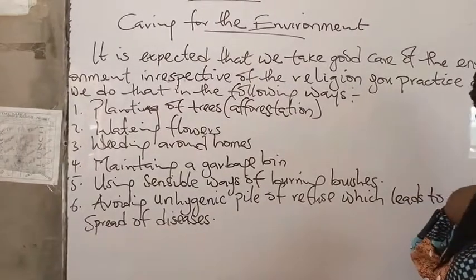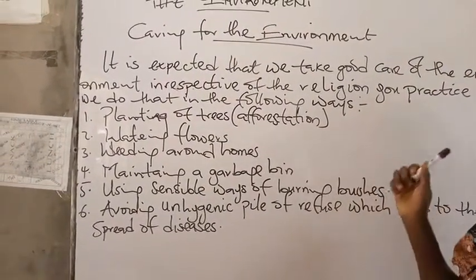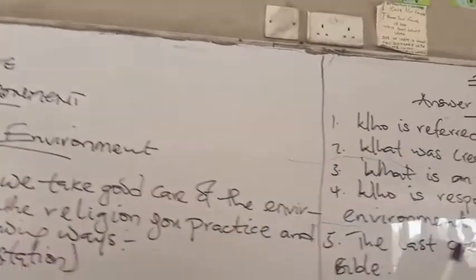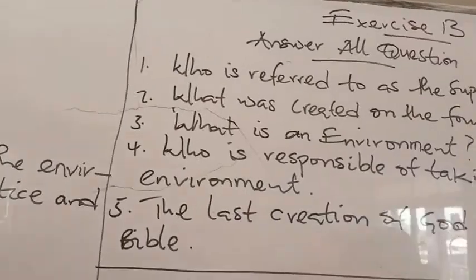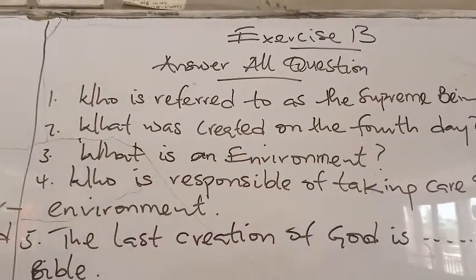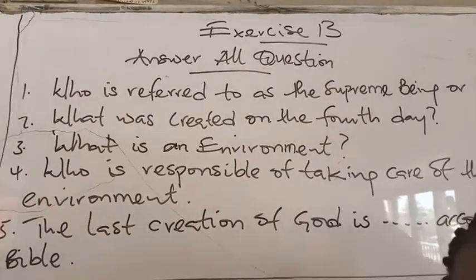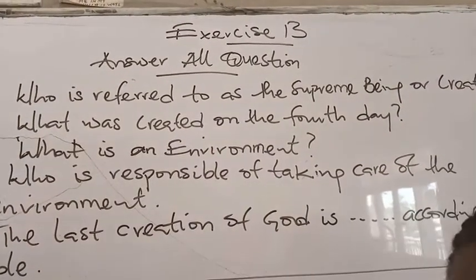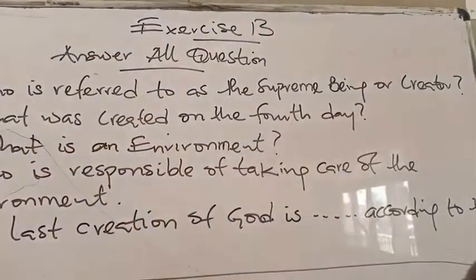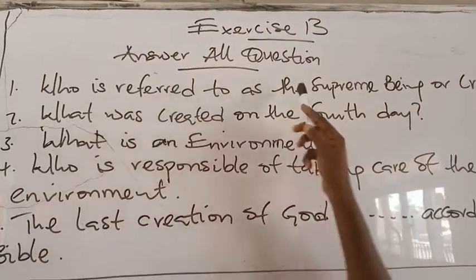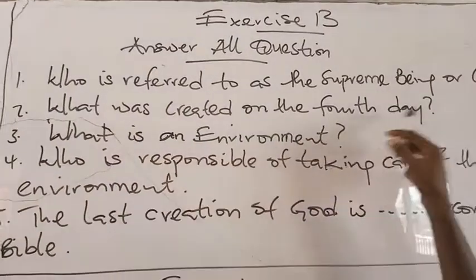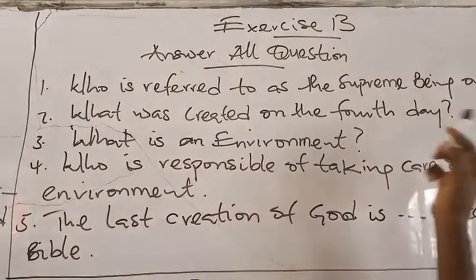So this is what we'll be treating today, and you have exercise 13. I hope you understand what I've taught so far. With what I've explained, you use it to answer exercise 13, and there are no options. There are direct questions. Number 1, who is referred to as the supreme being or creator? Number 2, what was created on the 4th day?